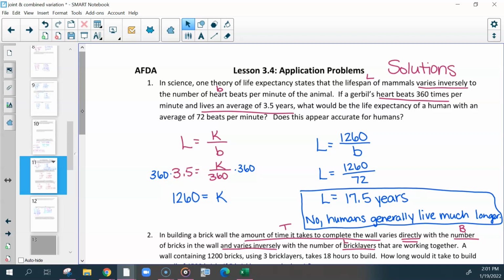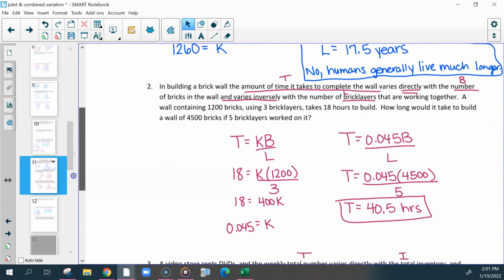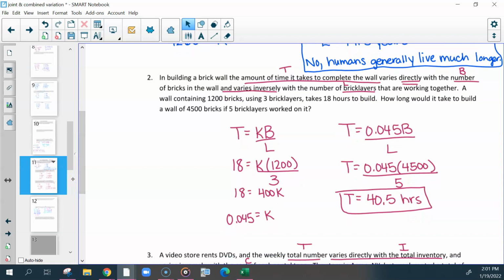And then number 2 was a varies directly and varies inversely. So it was a combined. Whatever you labeled your variables as, just make sure you're multiplying and dividing. Find k, find your time. The 40.5 hours would be your time.